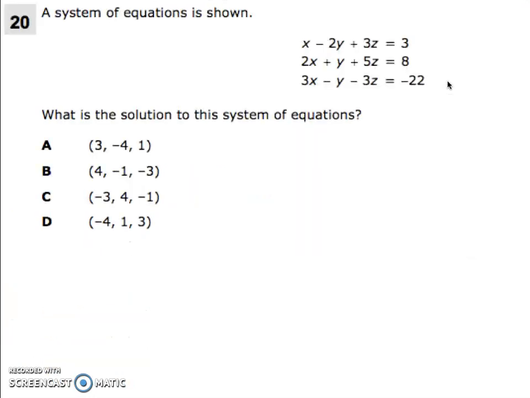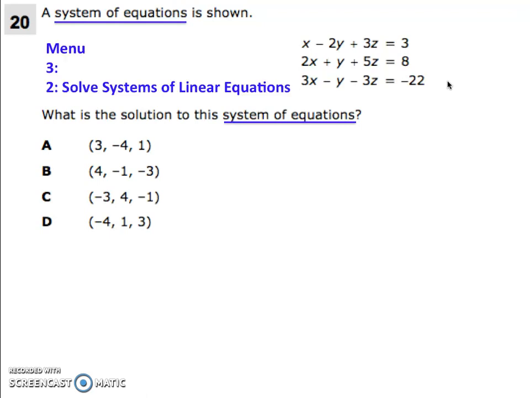Okay, last one. Question number 20. We're given a system of equations. So whenever you see the words system of equations, you need to immediately think menu 3-2, because menu 3-2 solves systems of linear equations. It's always going to solve your systems of equations as long as there are no exponents, so no power of 2, no power of 3. We have 3 equations, so we have to keep that in mind when we do our video part right here.